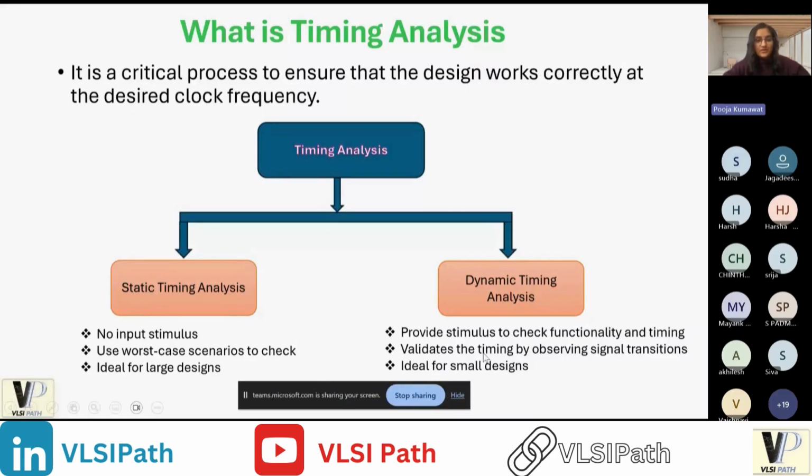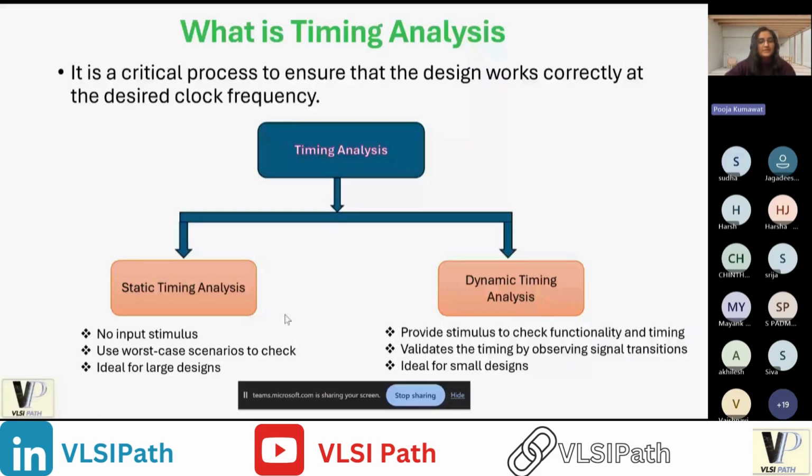Although STA is also very complex, as the designs are getting more complex and the number of gates or transistors are increasing, devices are getting complex. So STA is also a very critical process to identify the violations and then optimize them. But DTA is next to impossible to perform on these complex circuitry.